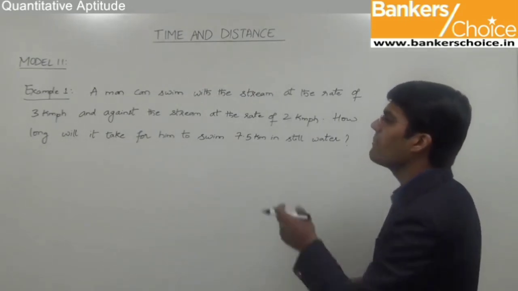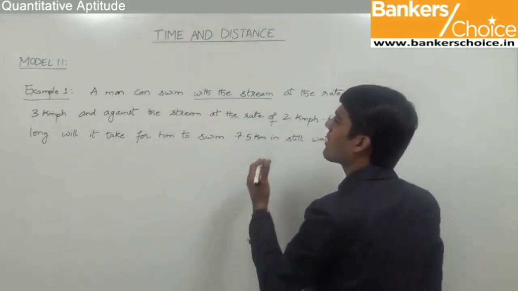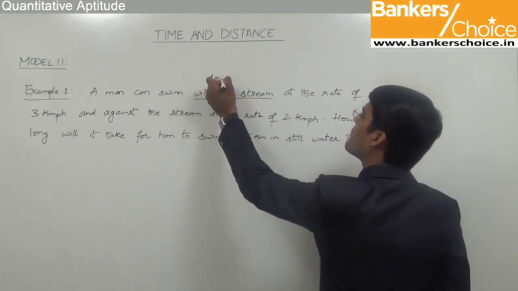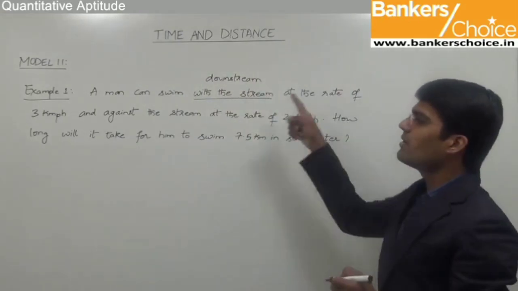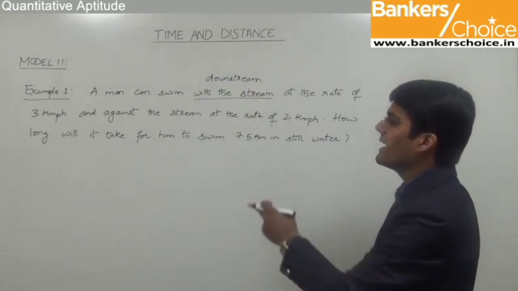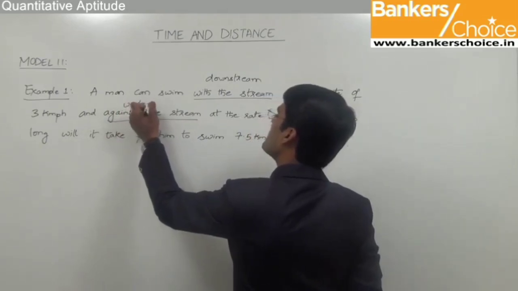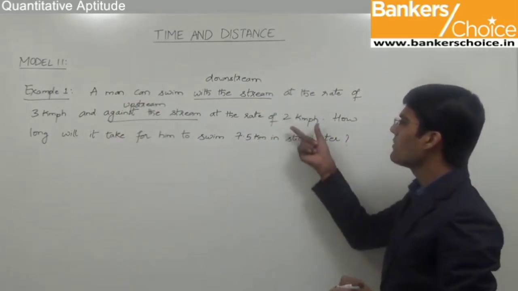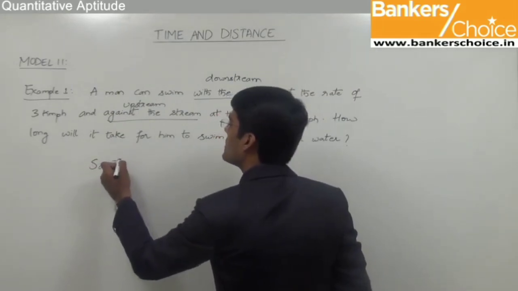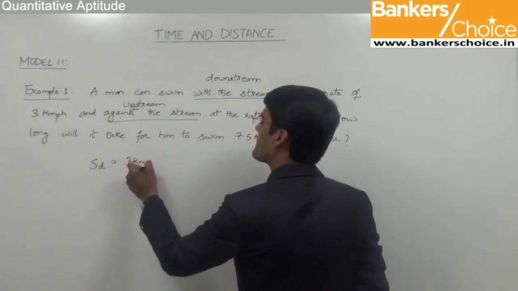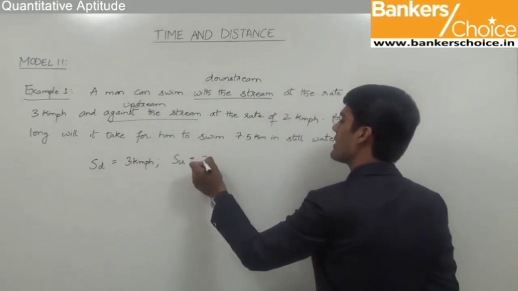So as you can see here, a man can swim with the stream. We know that with the stream or along the stream is nothing but downstream. So a man can swim downstream at the speed of 3 kilometers per hour, and against the stream is nothing but upstream. So upstream he can swim at the rate of 2 kilometers per hour. So very clearly, the downstream speed SD equals 3 kilometers per hour and the upstream speed SU equals 2 kilometers per hour.